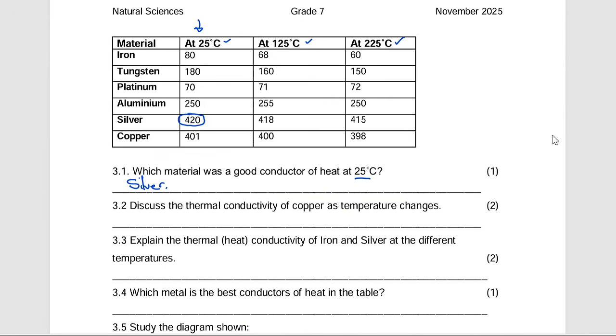Then moving on to the next one, it says discuss the thermal conductivity of copper as temperature changes, right? So we need to look at what was happening at 25 degrees, then also at 125 and then 225, right? So you can see instead of it increasing here, the conductivity is what is decreasing, right? So we're going to say the conductivity decreases. It decreases as the temperature increases.